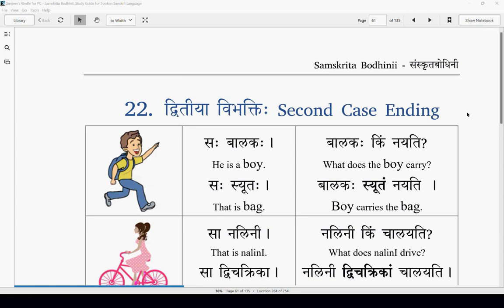Okay, Dvitiya Vibhakti, second case ending. So we studied Prathama Vibhakti and then Shashthi Vibhakti, which is possessive, meaning Balakasya Yutakam, Balakasya Kridanakam, those kinds of sentences we studied. Now, Dvitiya Vibhakti, second case ending.